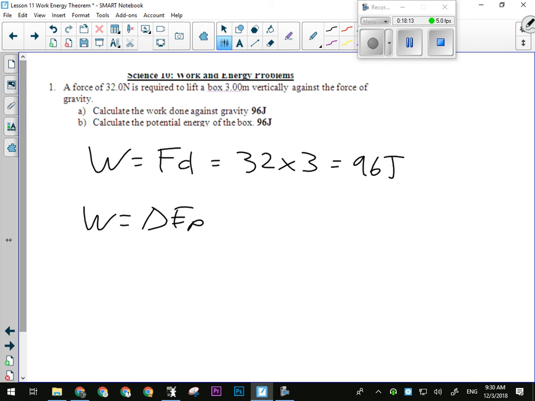To do this with EP, I would actually have to know the mass, which they didn't give me, but I could figure out. We haven't gone over how to do that. So I'm actually not going to solve it this way. But when they say calculate the potential energy of the box, why is it the same number?